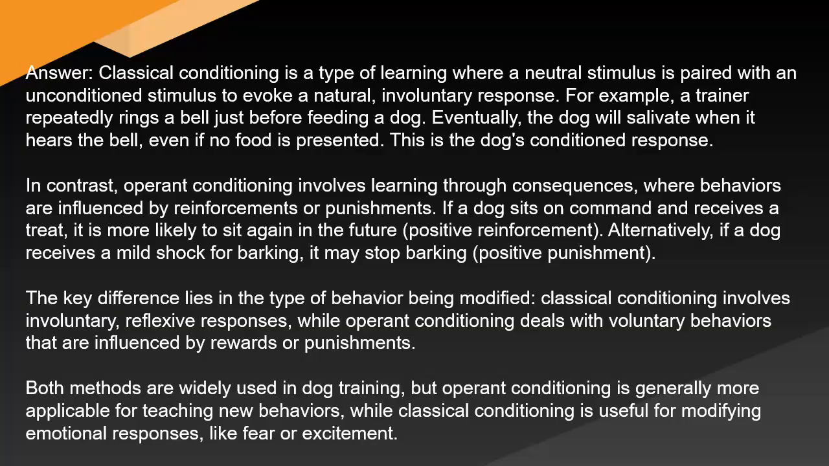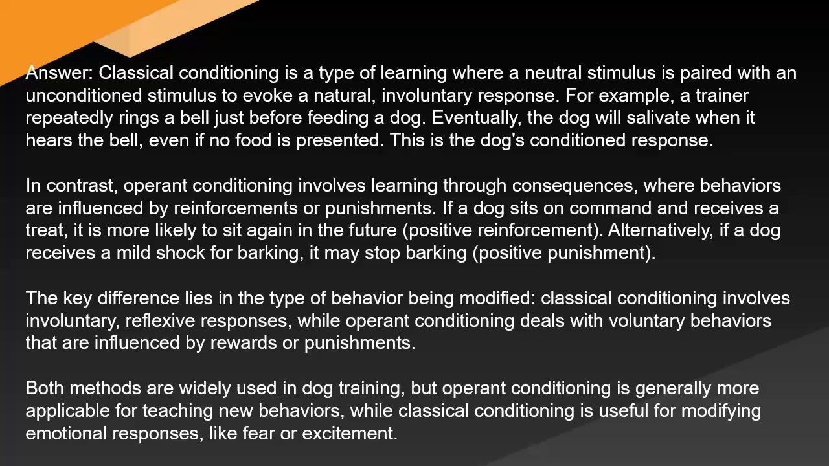In contrast, operant conditioning involves learning through consequences, where behaviors are influenced by reinforcements or punishments. If a dog sits on command and receives a treat, it is more likely to sit again in the future. Positive reinforcement. Alternatively, if a dog receives a mild shock for barking, it may stop barking. Positive punishment. The key difference lies in the type of behavior being modified.